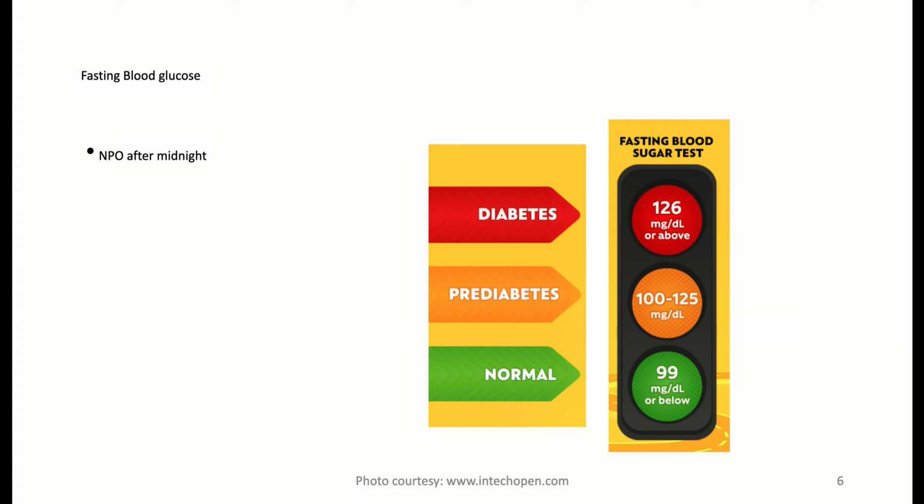Fasting blood glucose. The fasting blood sugar test measures your blood sugar after an overnight fast. This would require the patient to be NPO after midnight. A fasting blood sugar level of 99 milligrams per deciliter or lower is normal. 100 to 125 milligrams per deciliter indicates prediabetes, and 126 milligrams per deciliter or higher indicates diabetes.